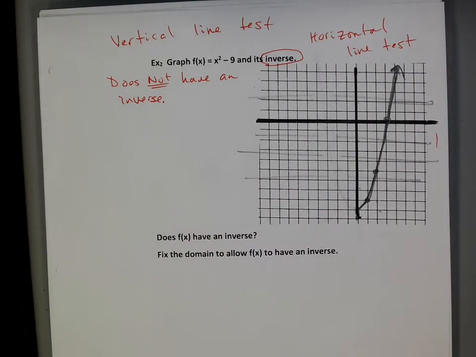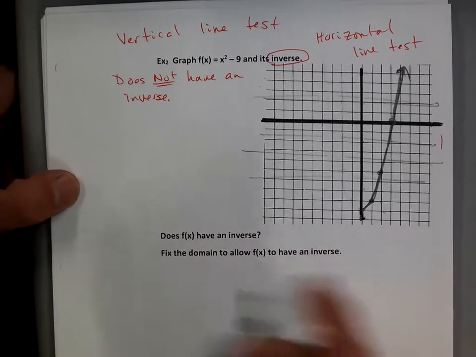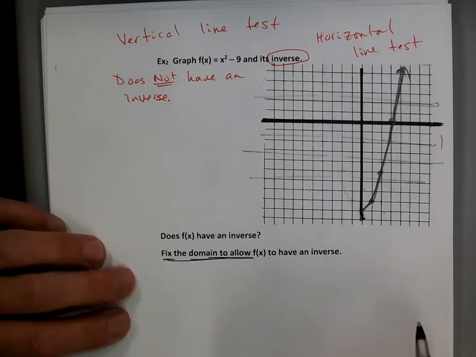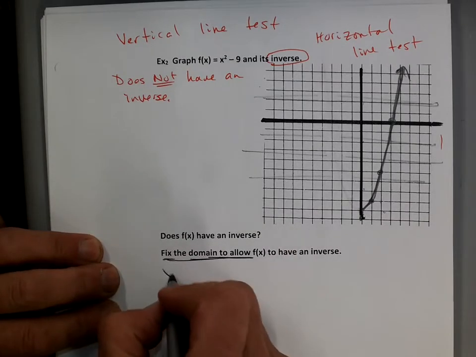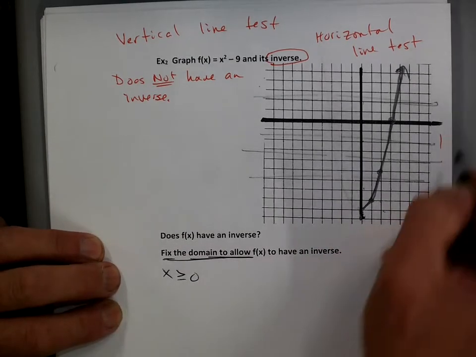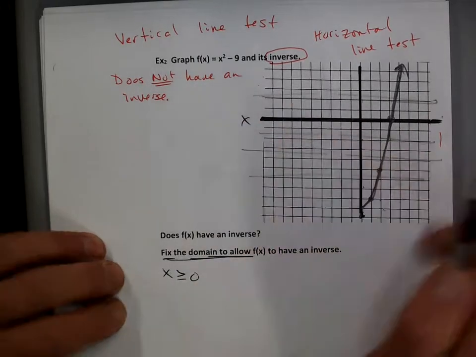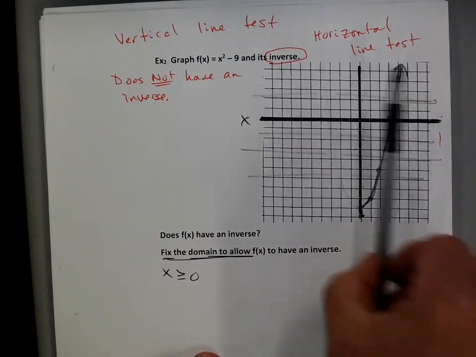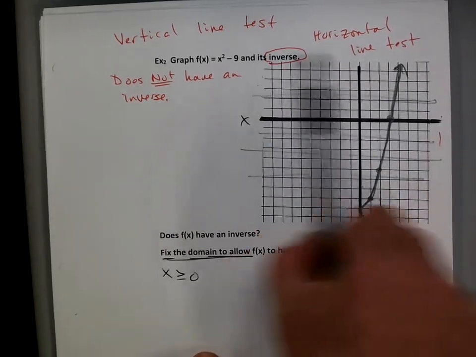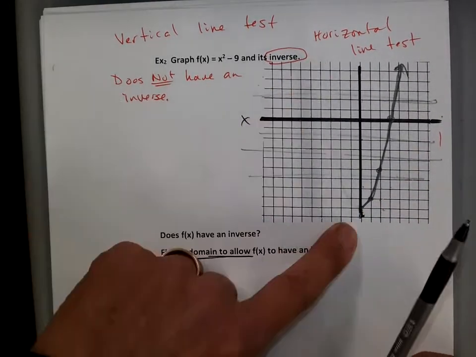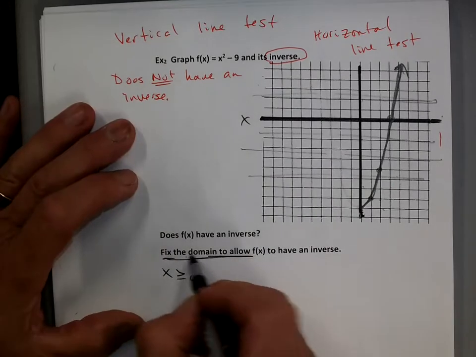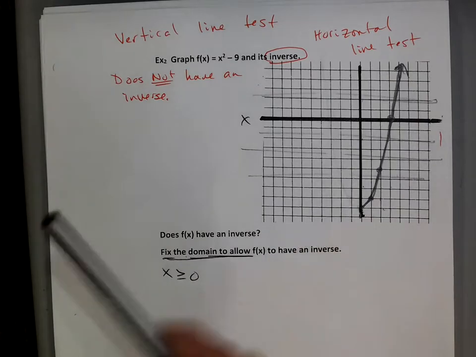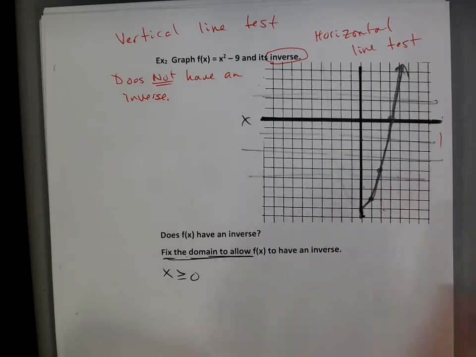So I'm going to do a domain change. I'm going to fix the domain. How do I do that? Well, I'm going to say let x be greater than or equal to 0. Here's my x-axis, and I'm starting at 0 and only letting x be greater than or equal to 0. That's half the graph. No negatives. So x greater than or equal to 0 gets rid of this back half. So I had to change the domain to allow an inverse. Now I know it has an inverse because this will pass the horizontal line test.